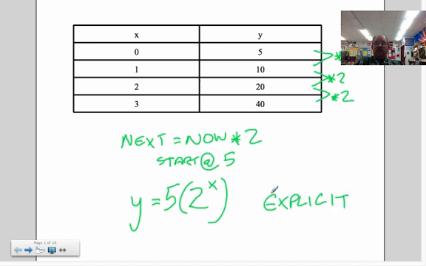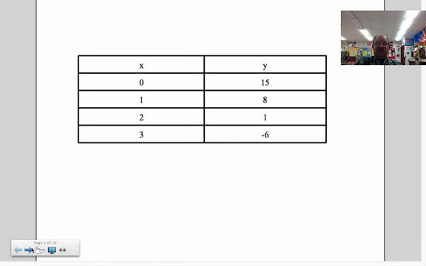If I wanted to know what the 50th term was, I could happily get that. I would just have to plug in 50, 2 to the 50th, figure out what that is. Pretty big number, so we probably have to use scientific notation, and then multiply that by 5. Is that right? All right.